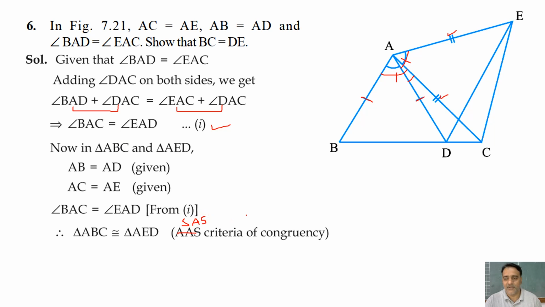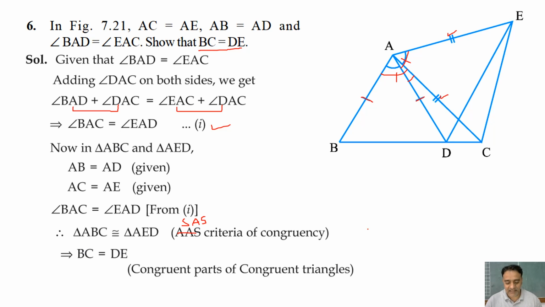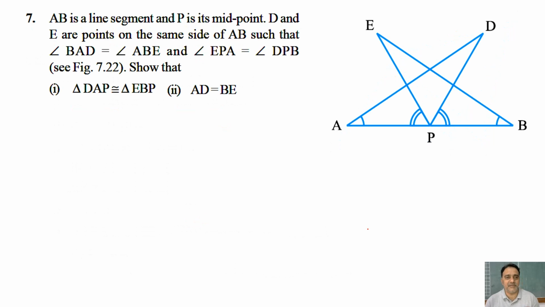SAS, right. Any doubt here? No, sir. Now BC is equal to DE. Why? CPCT. Right. So any doubt in question number 6? No, sir. Now we'll see question number 7.